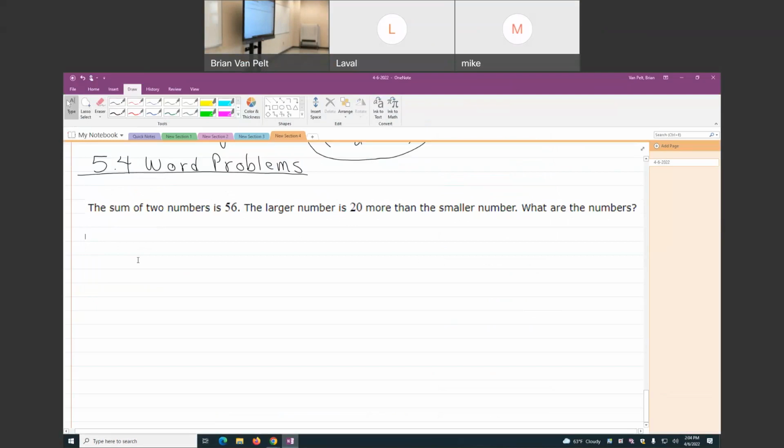So this will be my first example. The sum of two numbers is 56, and you can write equations here underneath if you want to. What are the numbers? So what I'm going to do is this. X will equal the smaller number. Y will equal the larger number.